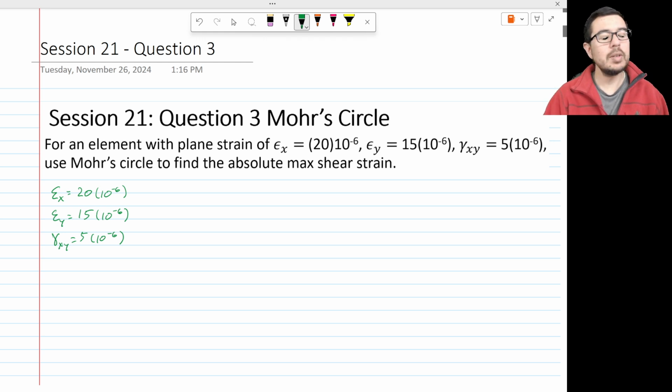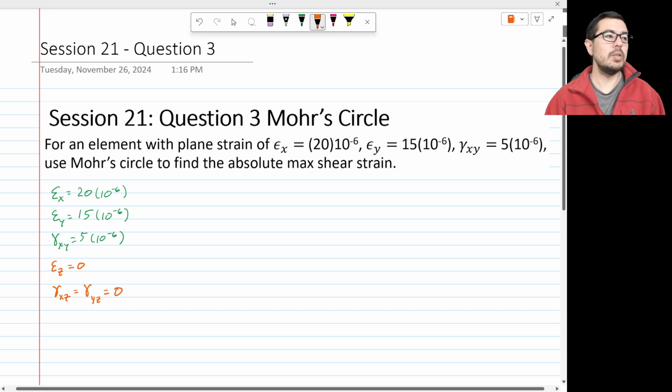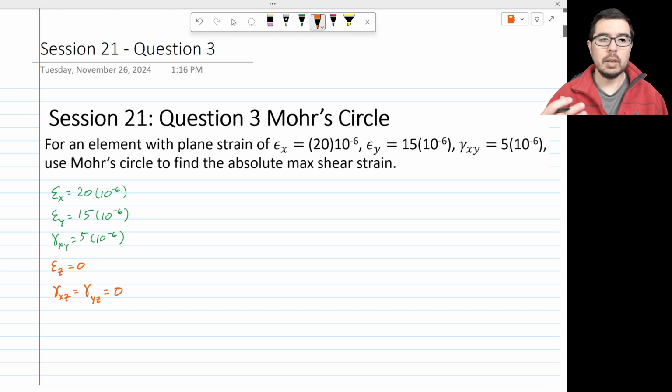Here, since we're dealing with absolute maximum shear strain, let's also further clarify that epsilon z is going to be equal to 0. Gamma xz is going to be equal to gamma yz, and both of those quantities are also going to be equal to 0. So now we've described the state of stress in 3D.